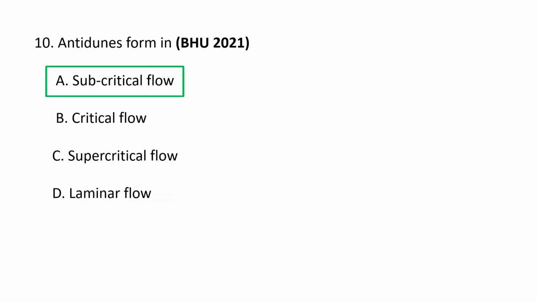Antidunes form in subcritical flow. Antidunes are the bed forms that occur in supercritical flow where the Froude number is greater than 1 or the flow velocity exceeds the wave velocity. So this flow regime is also known as the upper flow regime. Antidunes form in subcritical flow. A is the correct option.